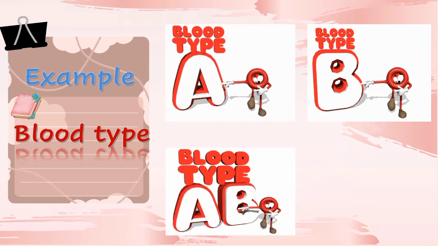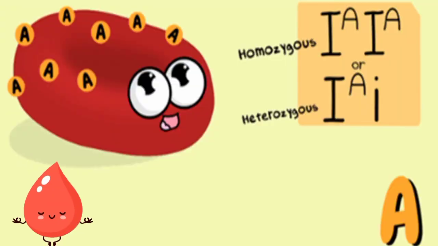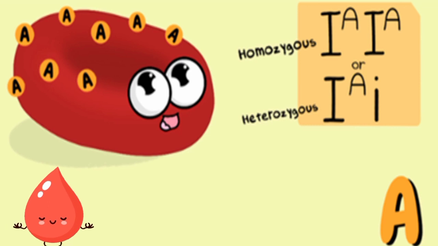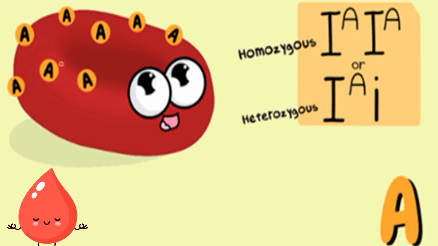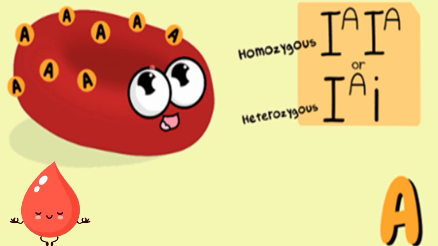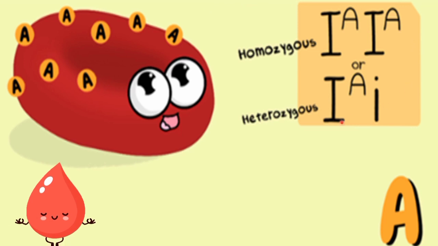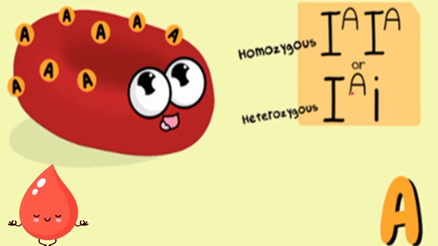For blood type A, it has antigen A on its surface, just like what you see here. A person with blood type A can accept another type A blood because A is an antigen that their body recognizes. It can also accept blood type O since it has no antigen. And the genotype of blood type A is the homozygous IAIA or the heterozygous IAi.